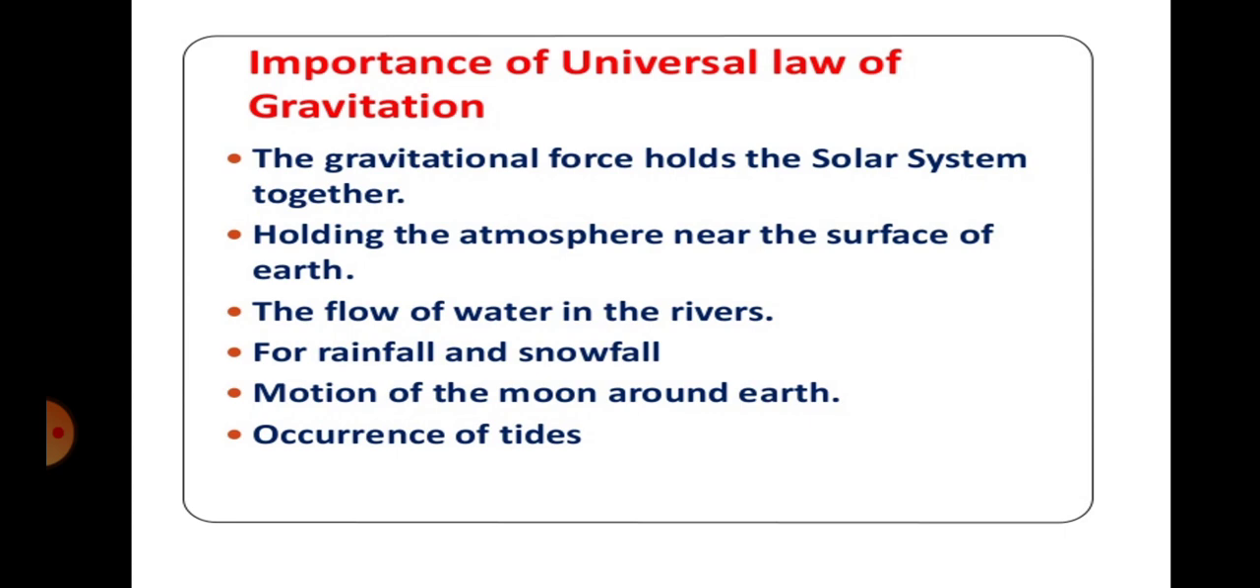Importance of the universal law of gravitation. Remember, in our solar system, all planets revolve in a specific orbit around the sun. It is just because of gravitation. Not only this, our atmosphere present on the earth is also because of gravitation. And the flow of water, rainfall, snowfall, the motion of the moon around the earth, and the occurrence of tides, all these things come under gravitational force of attraction.